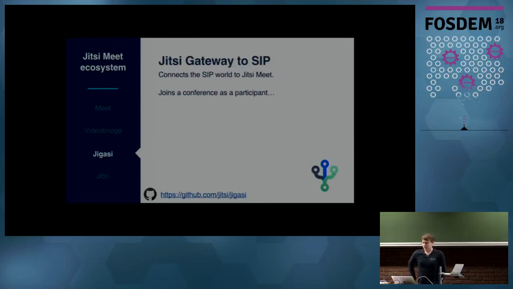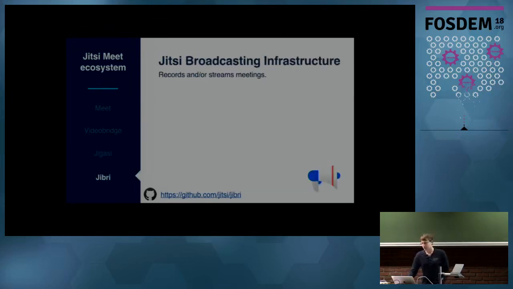So the most important project for the speech to text was Jigasi. Normally, it connects the SIP world with a Jitsi Meet conference, and it does this by joining as a participant to a meeting, and this way we were able to use it for the speech to text as well. So one other project is Jibri, which you can use to record a meeting and also stream it to a platform such as YouTube if your bandwidth cannot handle a lot of participants.